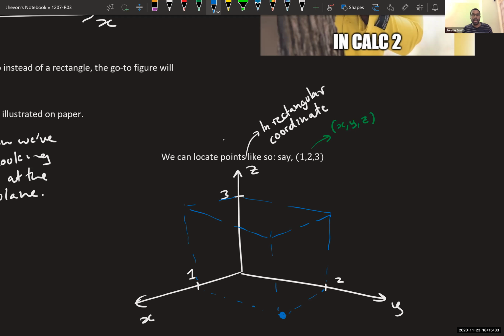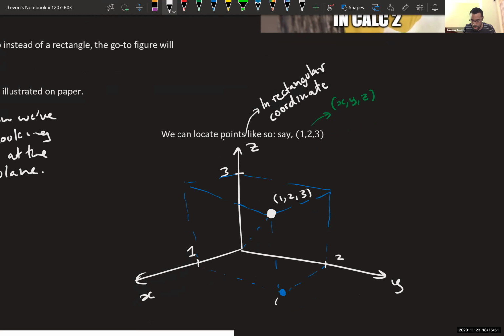And again, finally, it's going to be the point that's opposite the origin. As always, it's going to be that corner. So that coordinate is going to be here. This point hovering above, this is going to be the coordinate 1, 2, 3. This is the point hovering above 1, 2 in the xy plane. More specifically now, 1, 2, 0.